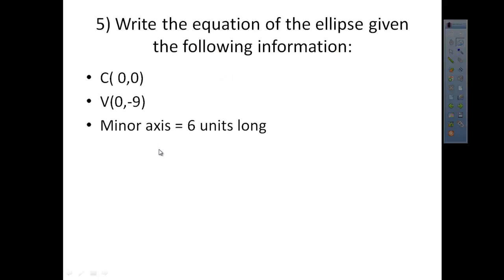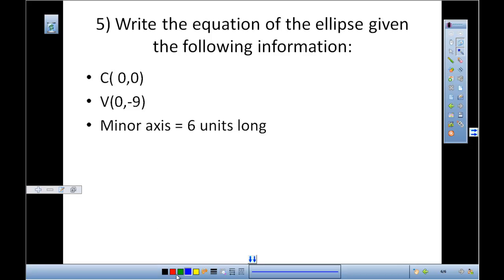Let's say I give you some information about the ellipse and I want you to get the equation in the standard form. In order to solve a problem like this, we need to think about the values that we have and what they represent. They tell us that we have the center of the ellipse. Well, we know that's going to be (h, k). And we know that we've got a vertex at (0, -9).